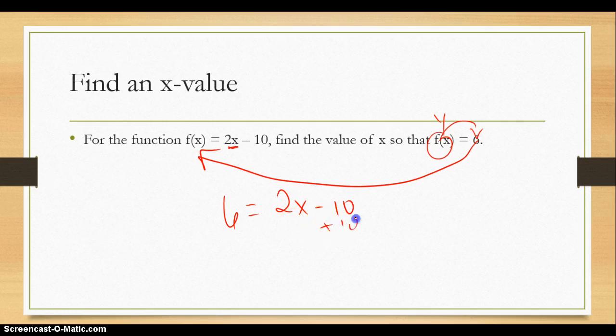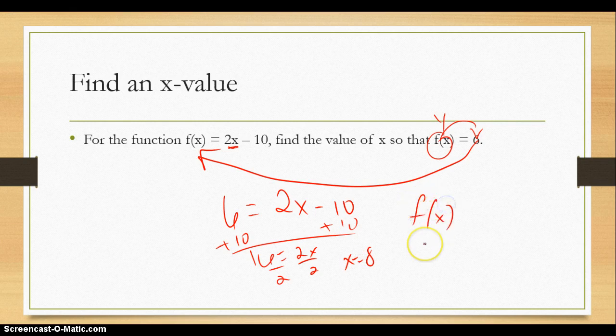So you guys know how to solve equations. So 16 equals 2x, divided by 2. x equals 8. So what this is saying is, when f of 8, okay, the function, when x is 8, we know that y would be 6. Okay, because they kind of had us work backwards here.